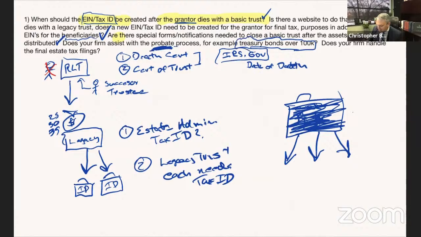Does your firm handle estate tax filings? Yeah, we have a CPA that's affiliated with us. I'm not a CPA, but we do have a CPA that would handle any estate tax filings.